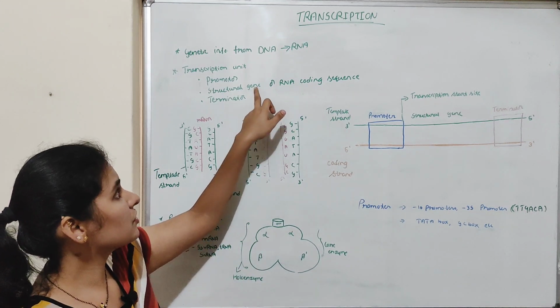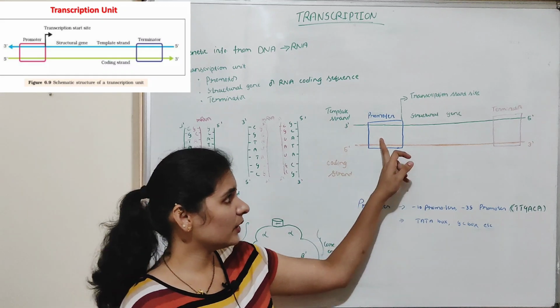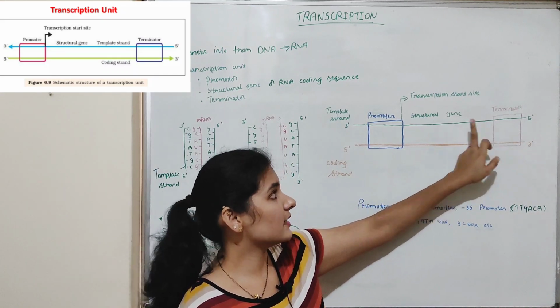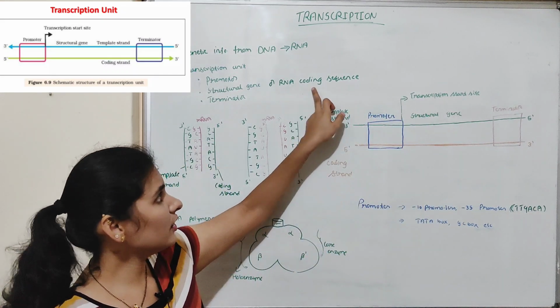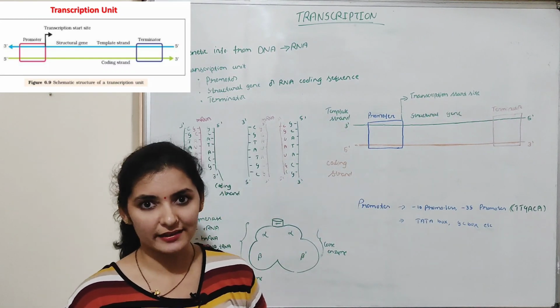Second part is structural gene or RNA coding sequence. Structural gene is present between the promoter and the terminator. As the name indicates, structural gene or RNA coding sequence is a sequence of DNA that is actually copied into RNA.